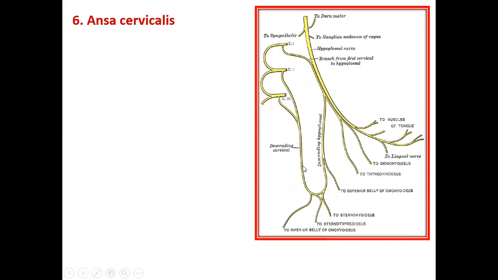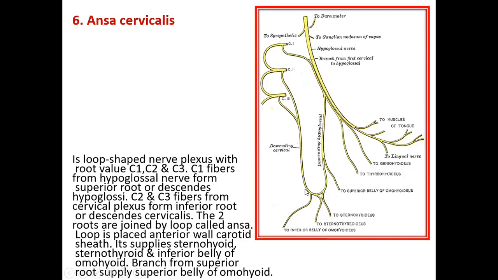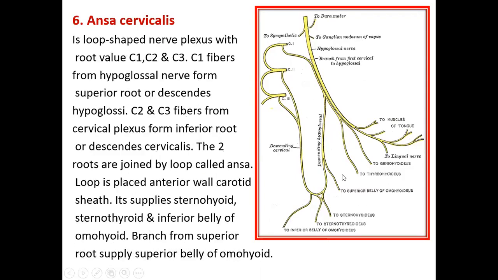And this one is the inferior root that is arising from the C2 and C3 fibers joint, and this is called the descending cervicalis. These two roots, the superior root and the inferior root, join together to form the ansa cervicalis. The loop of ansa cervicalis supplies the three muscles: the sternohyoid, sternothyroid and inferior belly of omohyoid. This ansa cervicalis lies on the anterior wall of the carotid sheath. And the branch from the superior root supplies the superior belly of omohyoid.